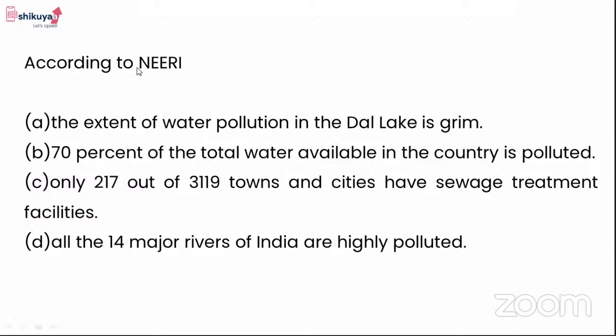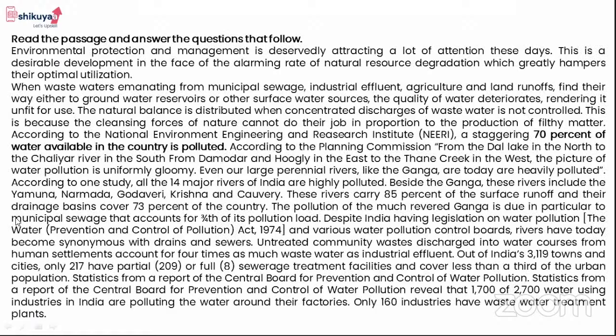According to NEERI, what happens? The extent of water pollution in Dal Lake is growing. 70% of the total water available in the country is polluted. Only 217 out of 3119 towns and cities have sewage treatment facilities. All the 14 major rivers of India are highly polluted. What does NEERI say? Now look at the first passage. Here we have seen about NEERI. According to the National Environment Engineering and Research Institute, that means NEERI, a staggering 70% of water available in the country is polluted. That is what NEERI says.